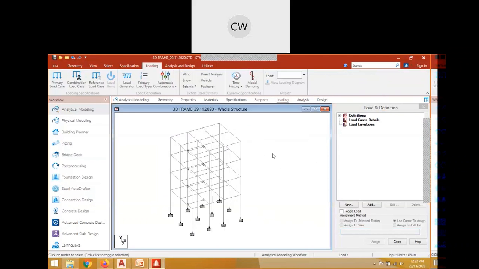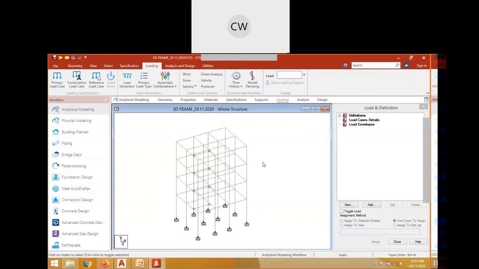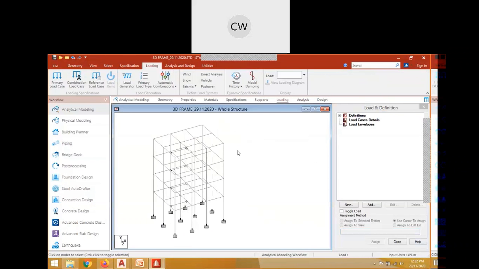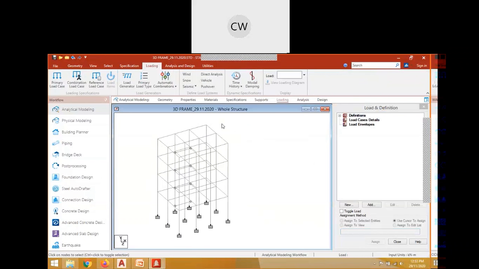Now remember, in equivalent static analysis, I think we are running out of time. Whether it is correct, it is 12:52. Anyway, okay, we'll continue.